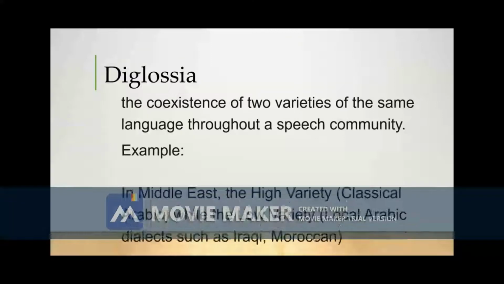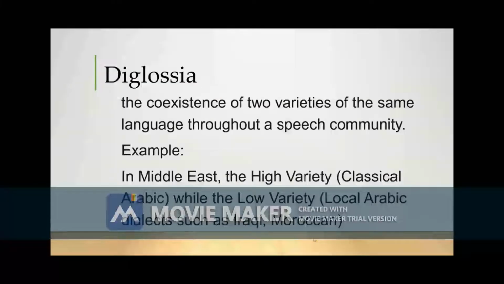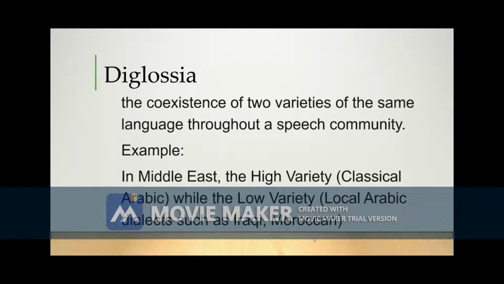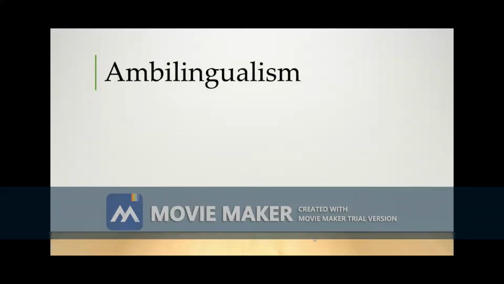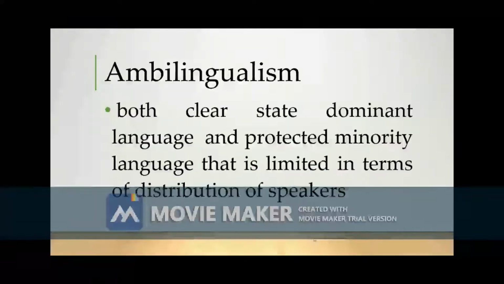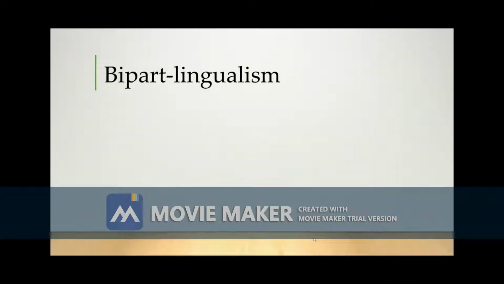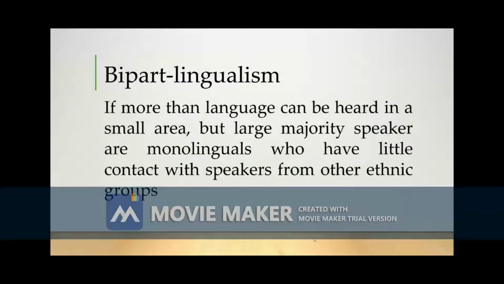For example, in the Middle East, the high variety is Classical Arabic, while the low variety is local Arabic, dialects such as Iraqi and Moroccan. Bilingualism: both a clear state dominant language and a protected minority language that is limited in terms of distribution of speakers. Bilingualism: if more than one language can be heard in a small area, but the large majority of speakers are monolingual who have little contact with speakers from ethnic groups.